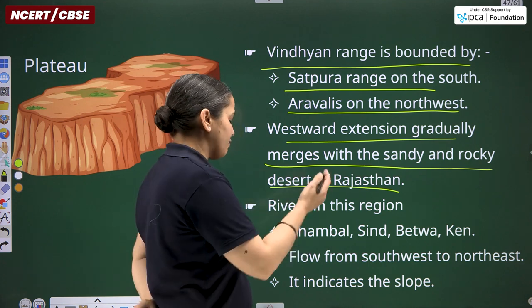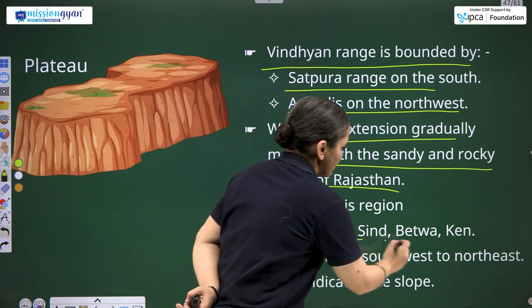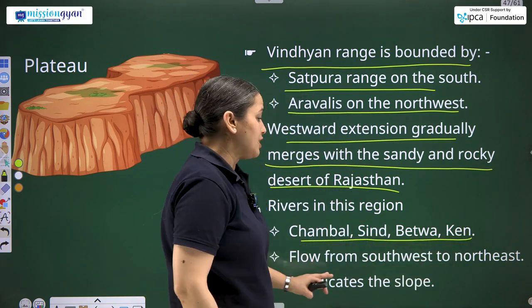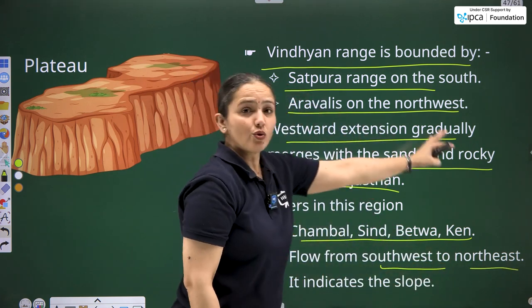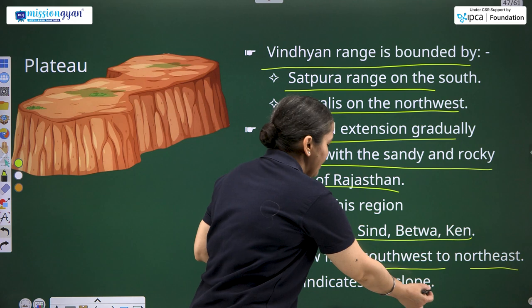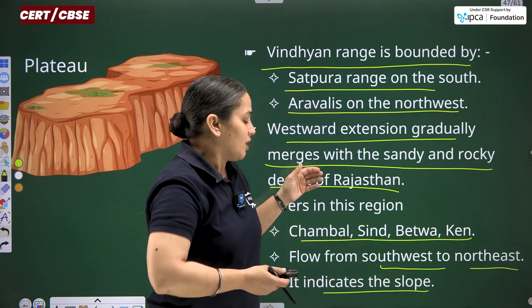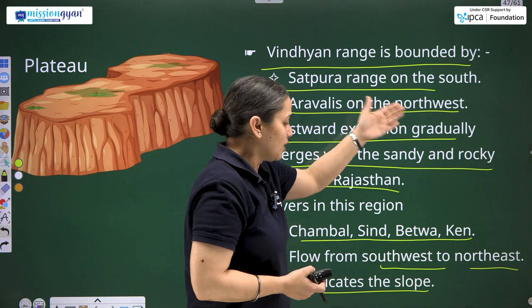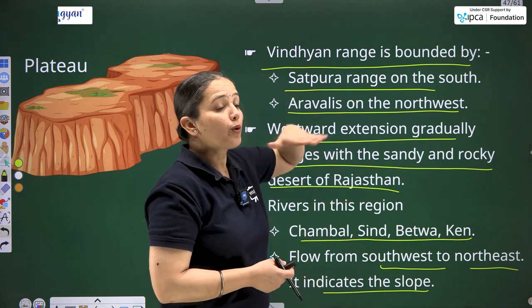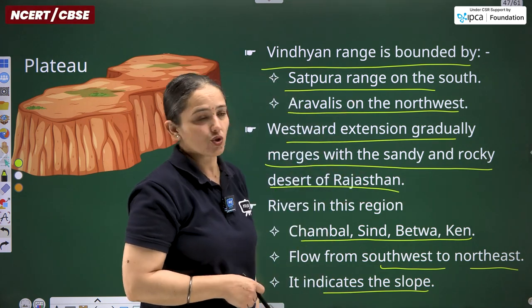Rivers that flow in this region are Chambal, Sindh, Betwa, Ken. These flow from southwest to northeast, and it indicates the slope. What does it mean? As the rivers are flowing from southwest to northeast, it means there is a slope towards the northeast region.